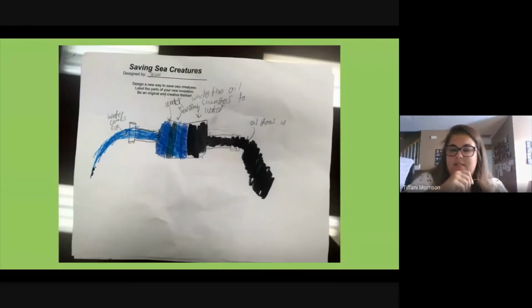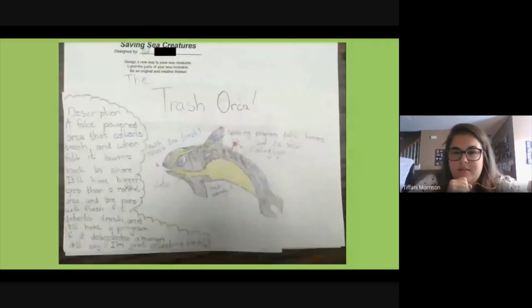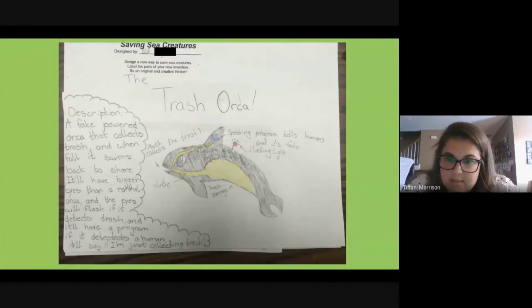All right, can we see the second one, Lindsay? All right, so here's another one. This is the trash orca. If you can't read some of this, it says that it's a fake powered orca that collects trash, and when it's full, it swims back to shore. It'll have bigger eyes than a normal orca, and the eyes will flash if it detects trash, and it will have a program if it detects a human, and it'll say, "I'm just collecting trash."